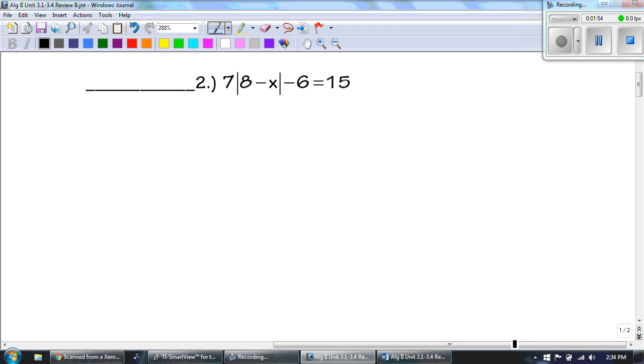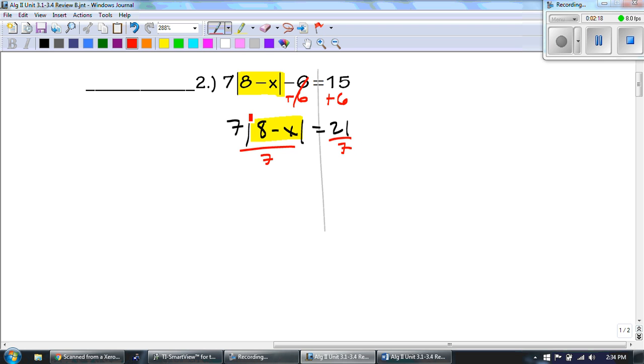All right, number 2. Same thing. We want to get the absolute value by itself. So I'm following SADMAP. I've got to add the 6 to both sides. I get 7 times the absolute value of 8 minus x equals 21. Now the absolute value is not by itself yet, so I have to divide both sides by 7. And I get the absolute value of 8 minus x equals 3.